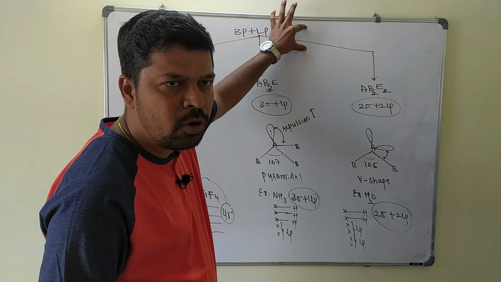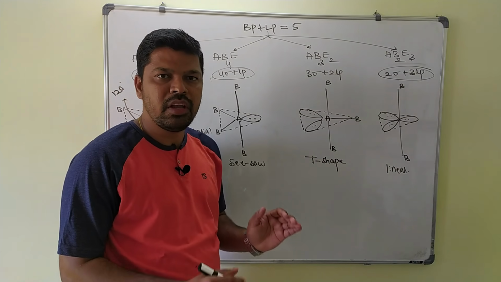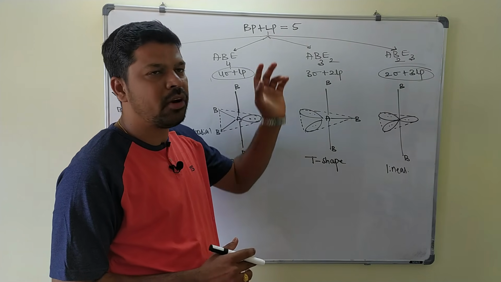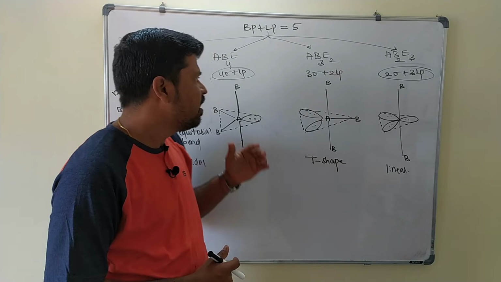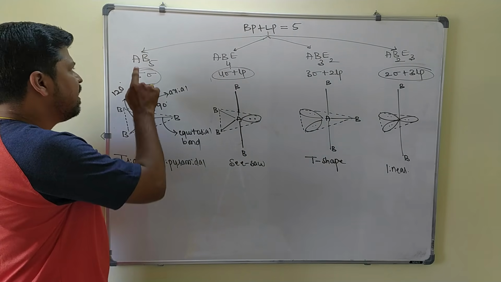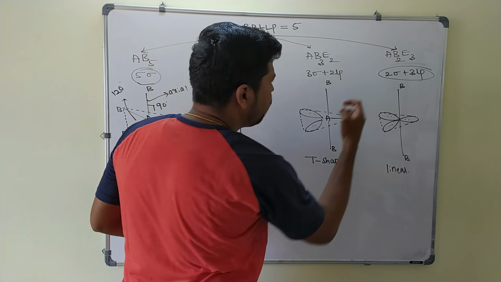Next type of molecule: if the total number of bond pairs and lone pairs of electrons is equal to 5, then what are the possibilities? We will see it now. If the total number of bond pairs and lone pairs of electrons is equal to 5, then it is called a 5 electron pair system. In this one, 4 possibilities are there: AB5, AB4E, AB3E2 and AB2E3.